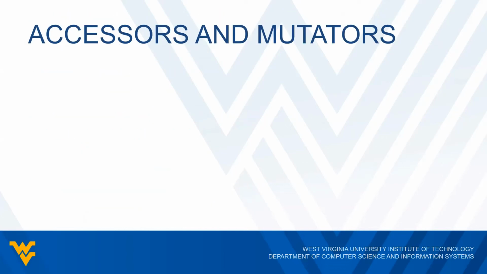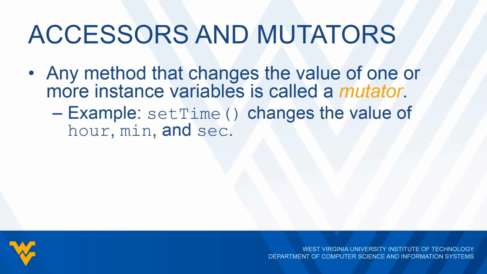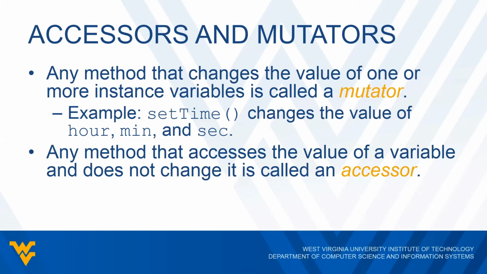Now our class methods can actually be broken up into 2 different types, what we call accessors and mutators. Any method that actually changes the value of one or more of our instance variables is called a mutator. Using our clock class as an example, setTime would be a mutator because it changes the value of hour, minute, and second. And then any method that retrieves or accesses the value of a variable and doesn't make any changes at all is called an accessor.